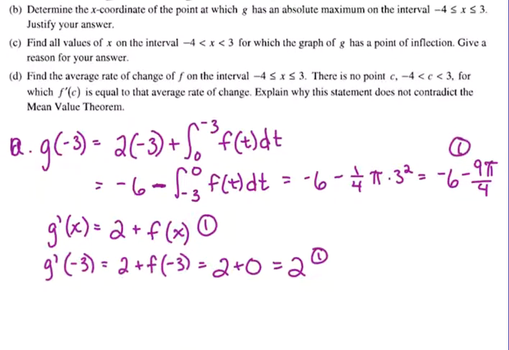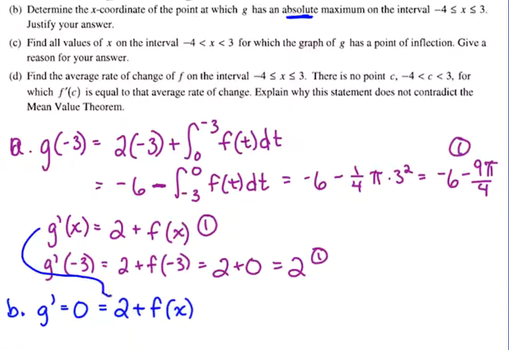Part B, determine the x-coordinate of the point at which g has an absolute maximum. So again, write down your thinking, okay? Absolute maximum. Also, don't forget, keyword, absolute. We should be thinking critical points and endpoints. So we need g prime equal to 0. Well, g prime would be 2 plus f of x. We found it in the previous problem.